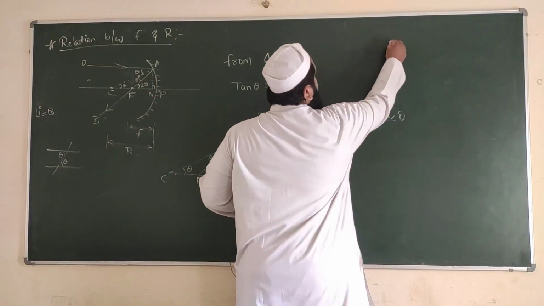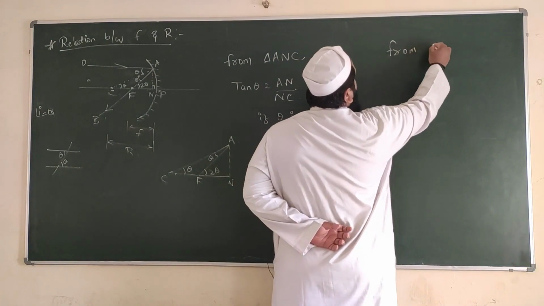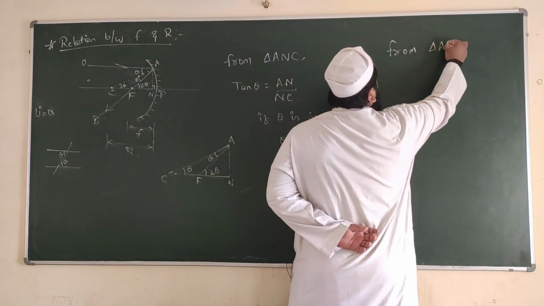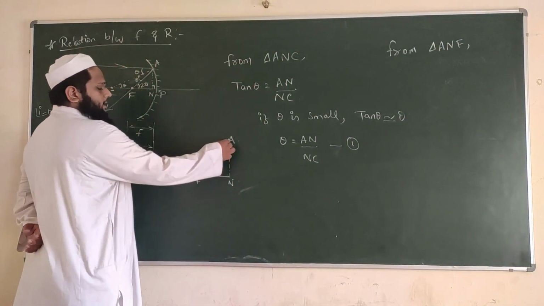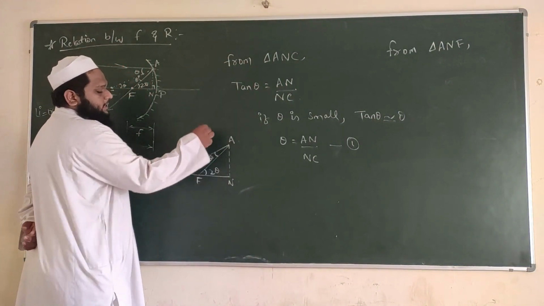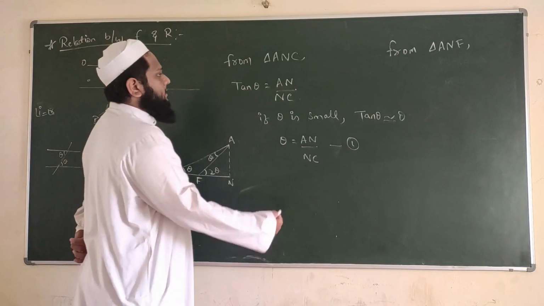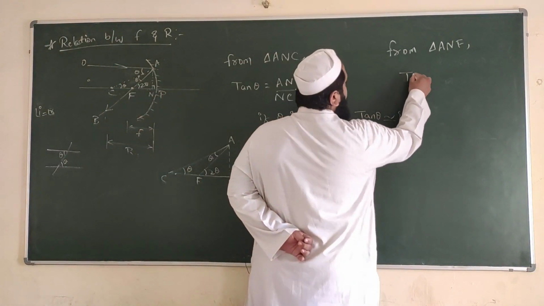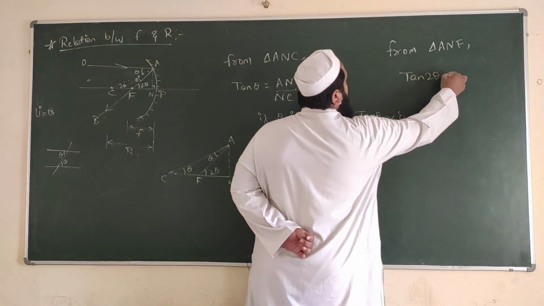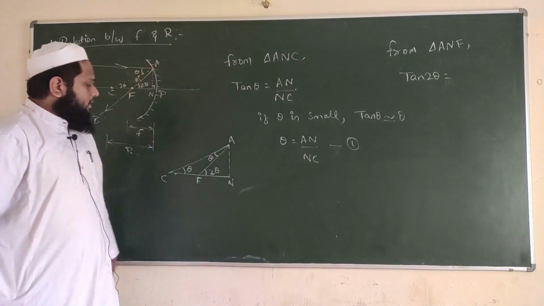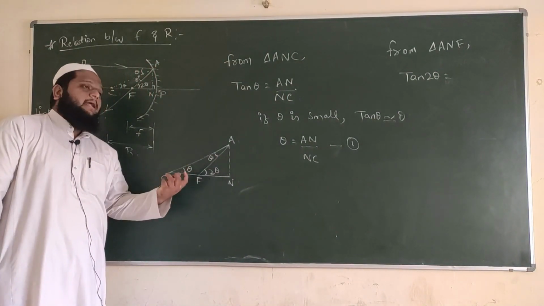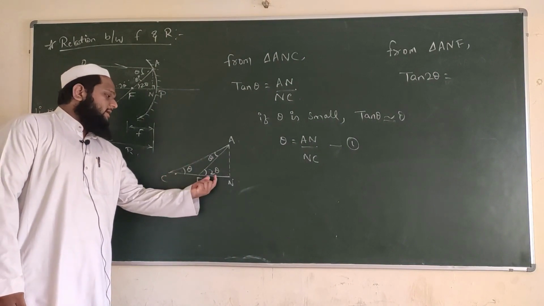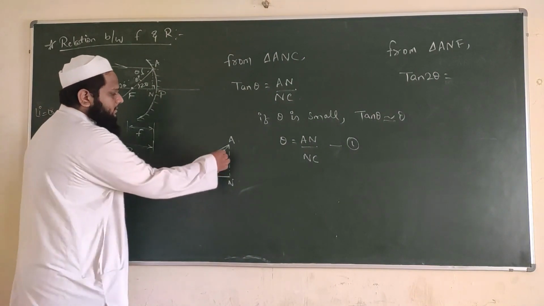From triangle ANF, the smaller taller triangle. If you see that, again let us find out tan 2 theta. Why 2 theta? Because the triangle has 2 theta. That's why you are taking the triangle angle as 2 theta. Tan 2 theta again in this triangle.